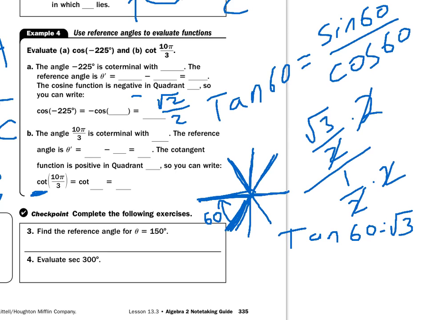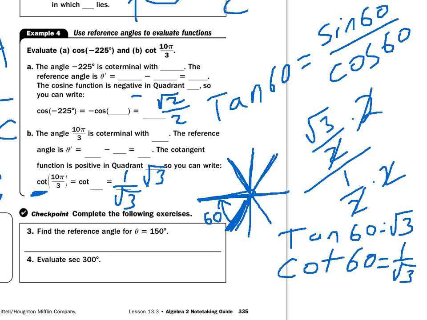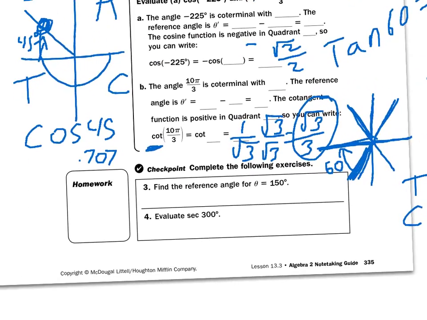However, I'm not looking for the tangent of 60. I am looking for the cotangent of 60, which is 1 over the square root of 3. 1 over the square root of 3, which you cannot have. So I'm going to multiply the top and the bottom by the square root of 3, and I'm going to get the square root of 3 over 3. Wow. That's a tough one. That is for the champs.